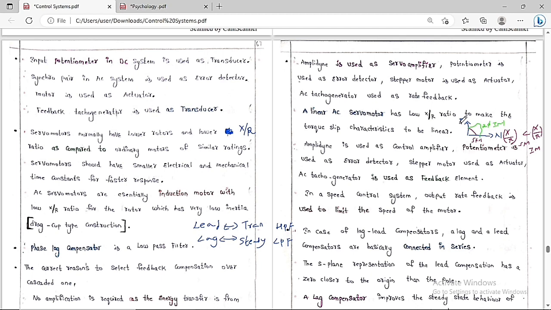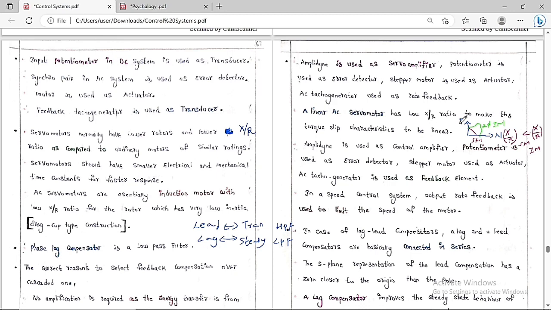So we can say in a speed control system, the output rate feedback is basically used to limit the speed of the motor. In simple words, with the help of rate feedback, we are going to give the feedback of output to input. Based on this, the controller is going to control, or limit, the speed of the motor. So finally, in the case of speed control system, the output rate feedback is used to limit the speed of the motor.